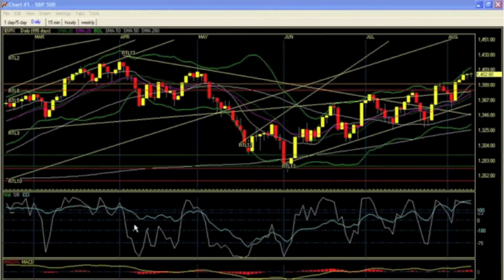Under here we have a couple of momentum indicators: stochastic, which is the Williams %R, and we also have the commodity channel index overlaid over that. They just have different time frames, which is why one's longer. The smoother one is the CCI, and the one that's more jagged is the %R.